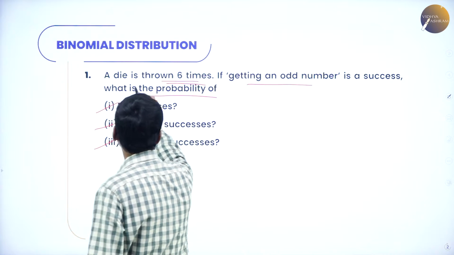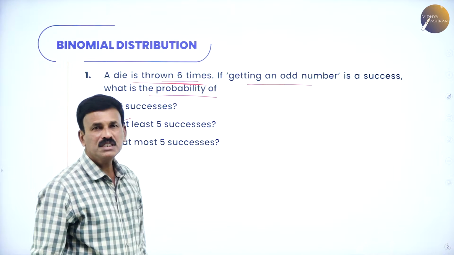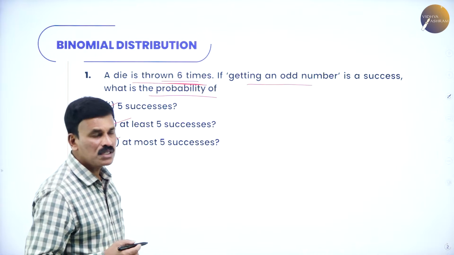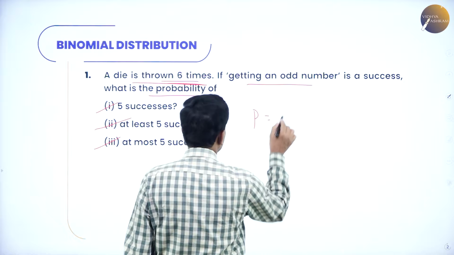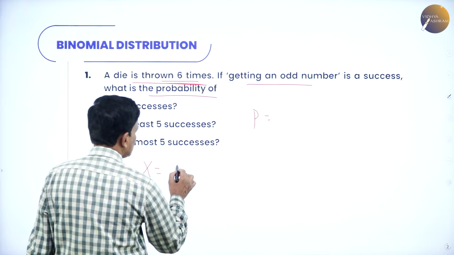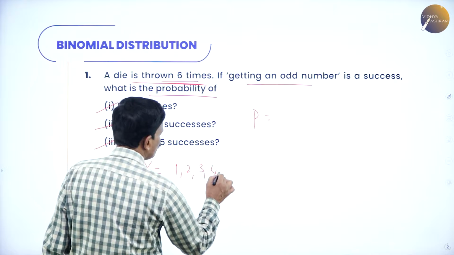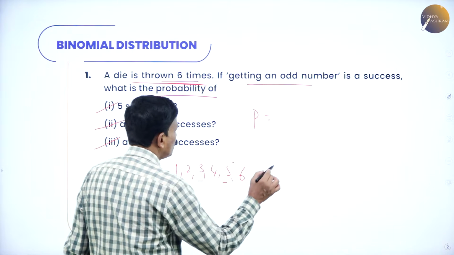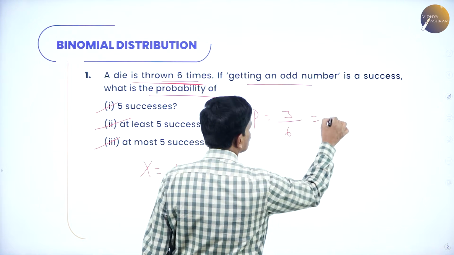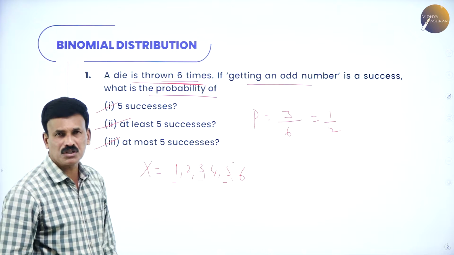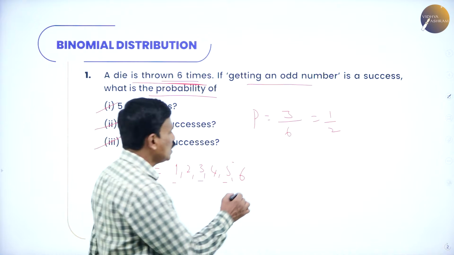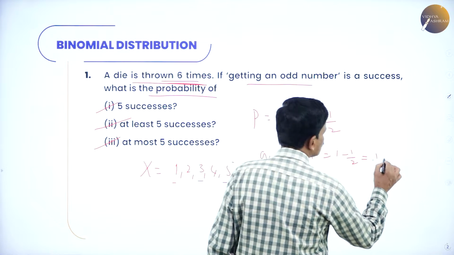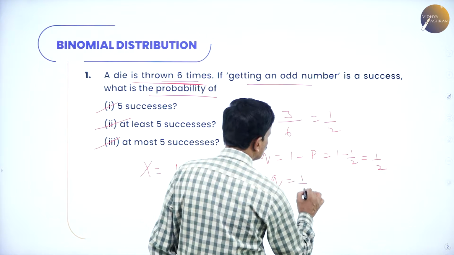Now, what is the condition given? A die is thrown 6 times, and getting an odd number is a success. Here x can take the values 1, 2, 3, 4, 5 and 6. Getting an odd number: how many odd numbers are there? 3. So 3 divided by 6 is equal to 1 by 2. So here p is equal to 1 by 2. And q is equal to 1 minus p, that is 1 minus 1 by 2, which is also equal to 1 by 2.